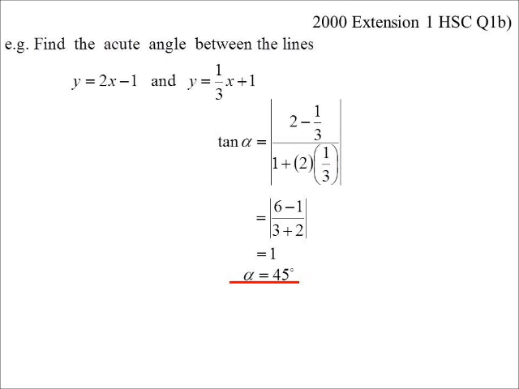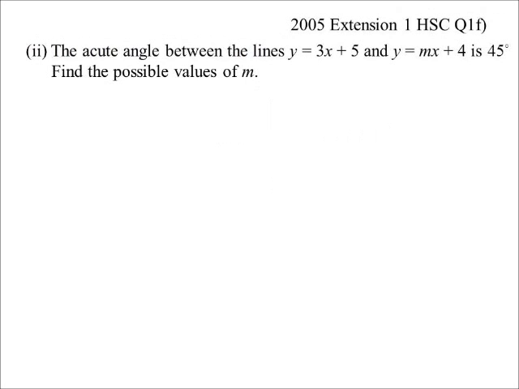Okay, from 2005, this one was a little bit different. This time they actually told us the angle was 45, and we had to find the slope of the other line. We know the slope of the first one is 3, of course. So tan 45 will be 3 minus m on 1 plus 3m. And basically we now just have an absolute value equation to solve. Tan 45 is 1, as we just saw.